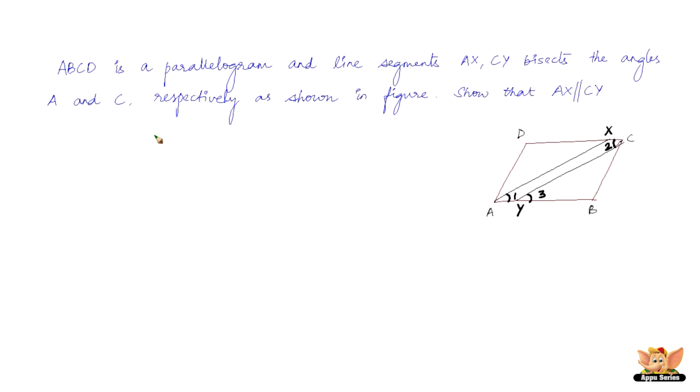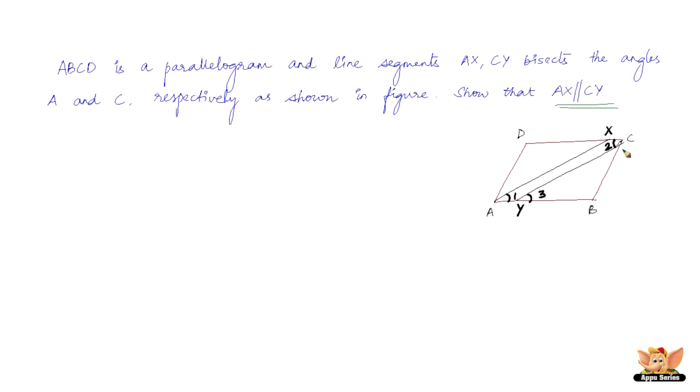Now this problem goes like this. ABCD is a parallelogram and line segments AX and CY bisect the angles A and C respectively as shown in the figure here. What we have to show is that AX is parallel to CY. Now we know that another important property of parallelogram says that the opposite angles are equal.